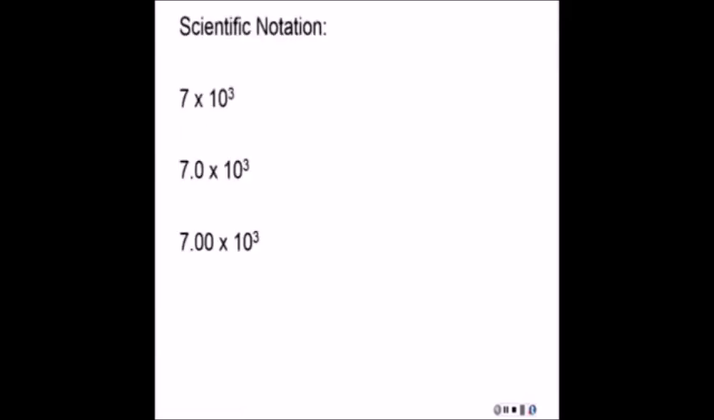Now here is the number 7,000 written 3 different ways in scientific notation. The first way has only one significant figure. The second way it's 2. The third way it's 3. So there are ways to write numbers like that 7,000 with different numbers of significant figures. The key is to put it into scientific notation.